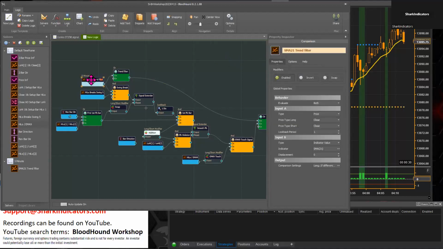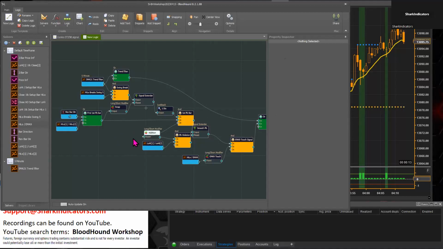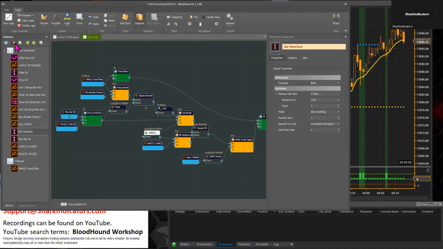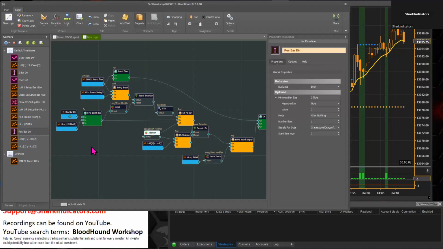I try not to put long names in there, because that just makes the solvers longer. Sometimes that's a bad thing, not always, but sometimes. Doesn't look like we need this bar direction, so let's get rid of that. There we go.